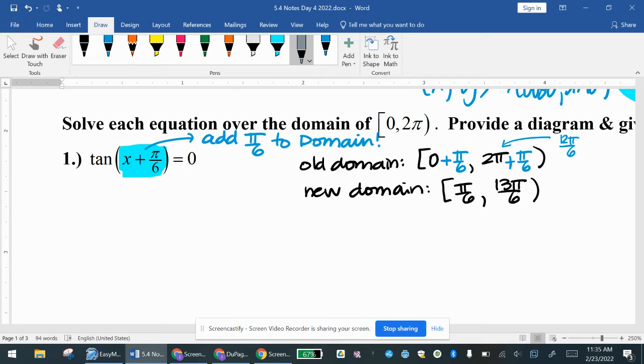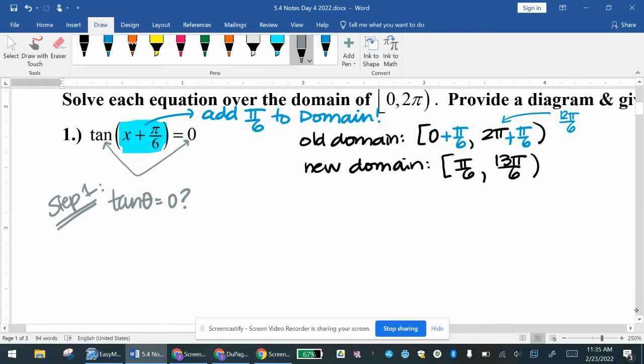All right, so step 1 though, you don't have to worry about that new domain yet. You're just going to focus on the main question, right? Which is tangent of what angle is 0 equals 0. So you're going to choose whatever option is appropriate. So you're going to ask yourself, is the tangent of pi over 3 going to give me 0? What about pi over 6? What about pi over 4? You're going to go through all your special triangles.